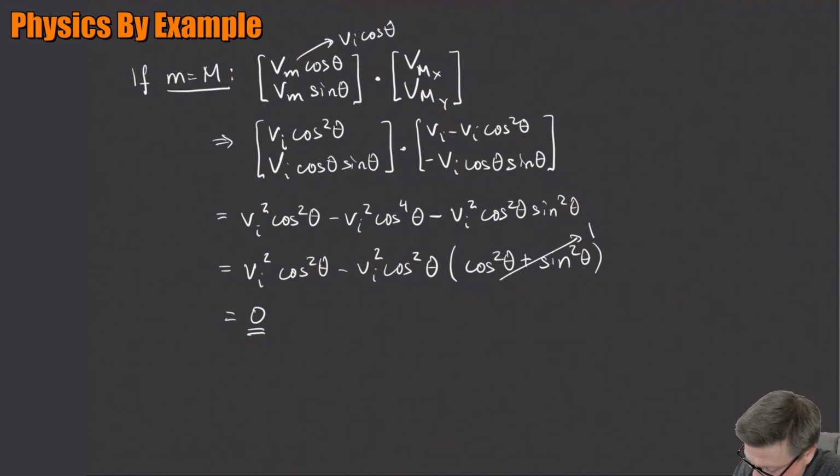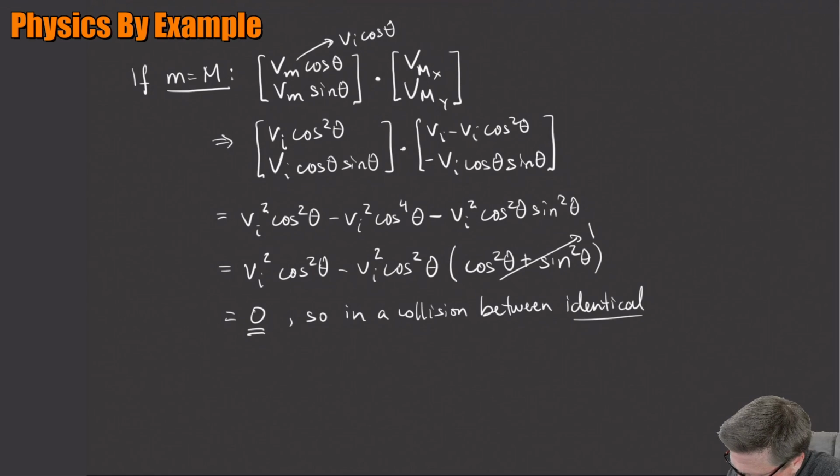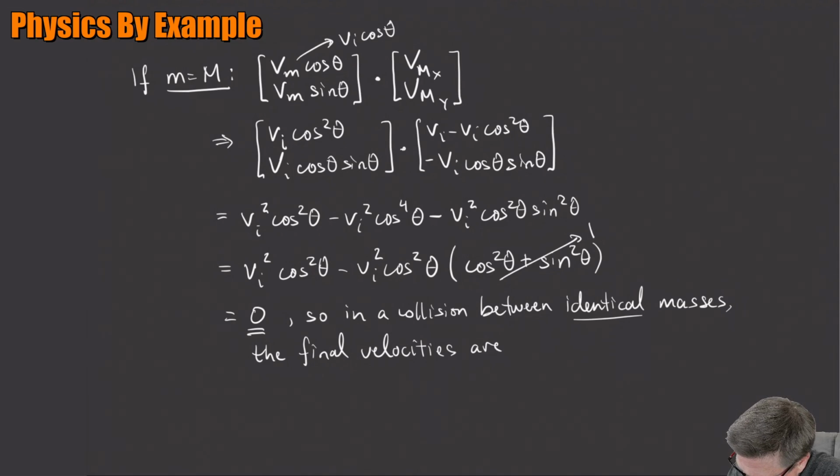So what I have is that the dot product of the velocities of these two things afterwards, if they both have the same mass, in a collision between identical masses, the final velocities are perpendicular. That's neat. So they'll always bounce off of each other at an angle of 90 degrees. That's awfully useful. And so that's a neat little factoid to stick in the back of your head. And that'll make subsequent problems a lot easier as you go along.